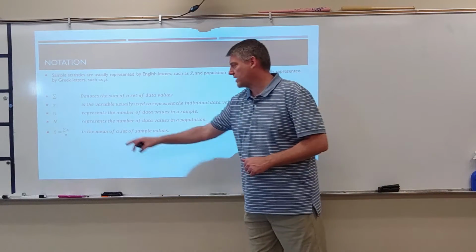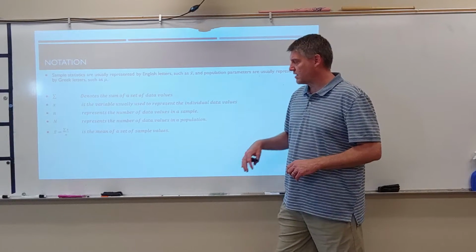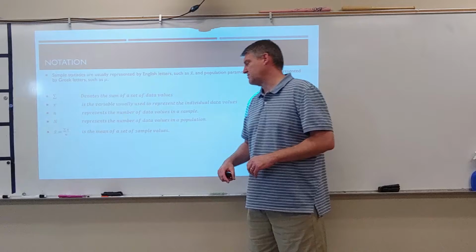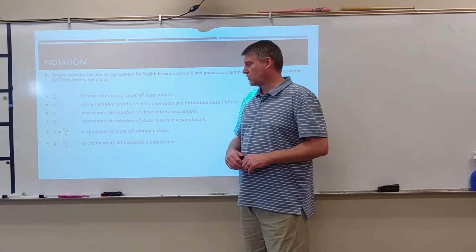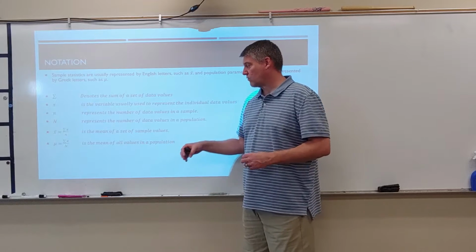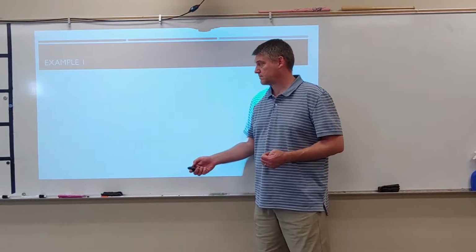So x bar equals sigma x over n is the mean of the set of sample values, and mu equals sigma x over N is the mean of all values in a population.